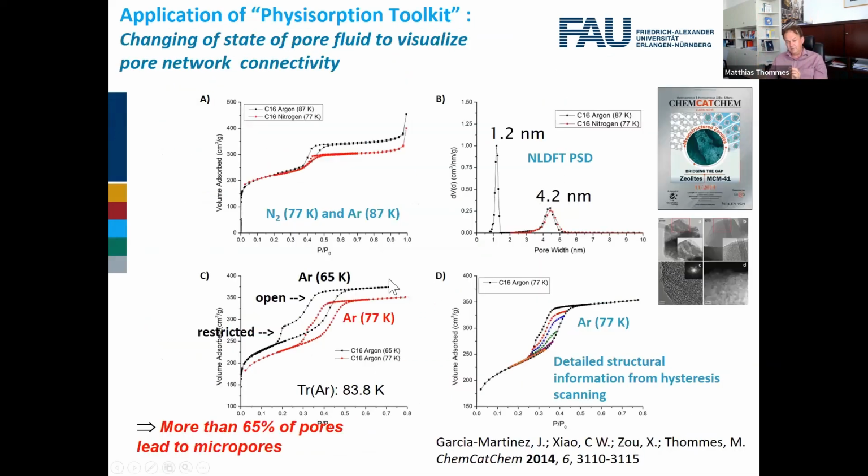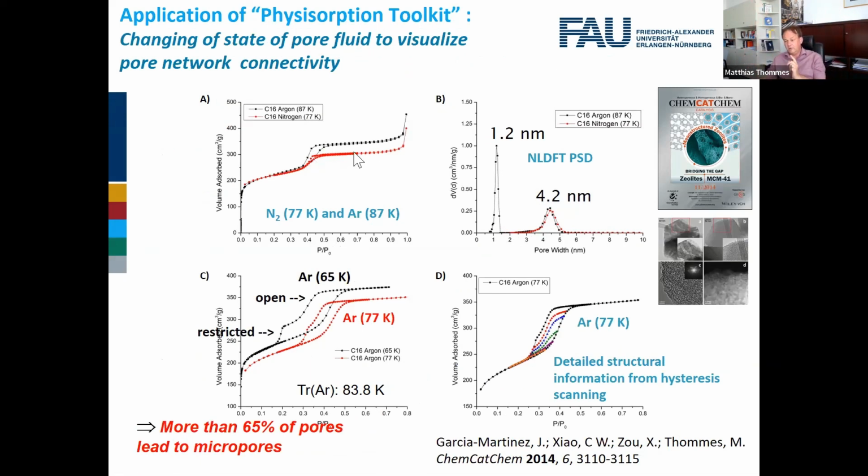So here's what we see. We have nitrogen and argon adsorption here on such a hierarchical zeolite. The mesopores are 4.2 nanometers and the micropores are 1.2 nanometers. So now when you look at this hysteresis loop, it looks very regular. It looks like this is type H1 hysteresis. So everybody was happy when they saw this and said, yeah, all the mesopores are leading to the micropores, but not so fast.